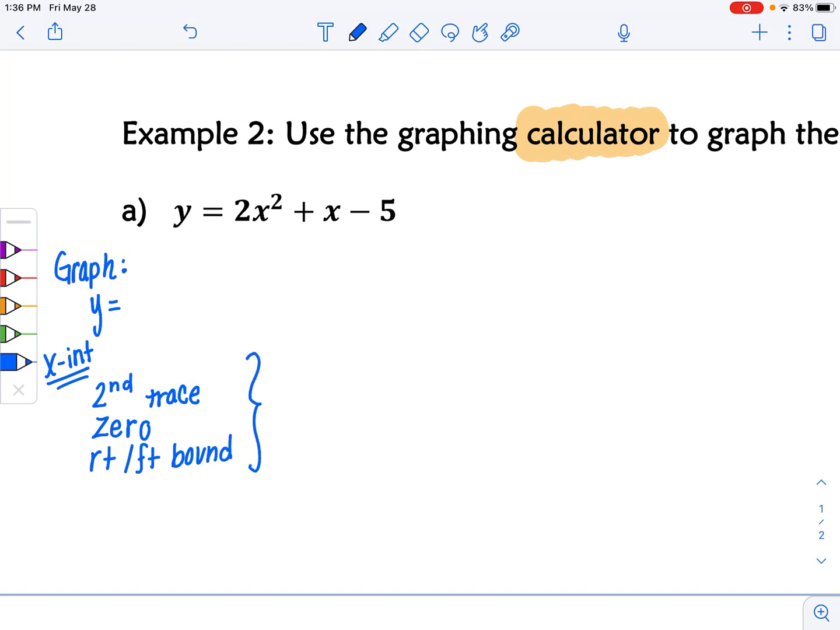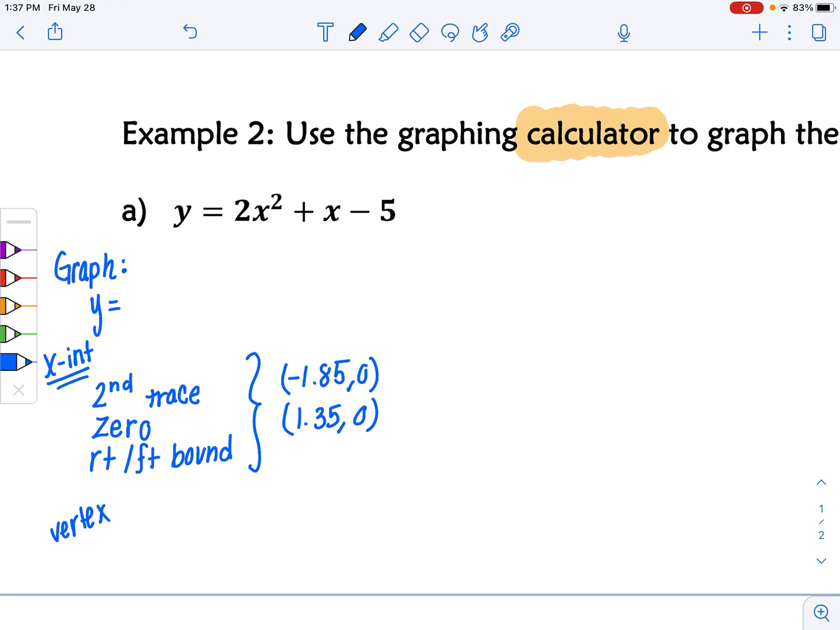If you did it correctly, you should get the x-intercepts to be negative 1.85 and 1.35. If you did not, try to look back at these buttons, but I will explain it in class.